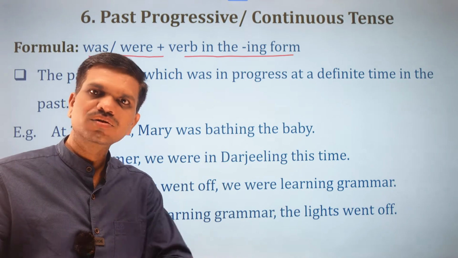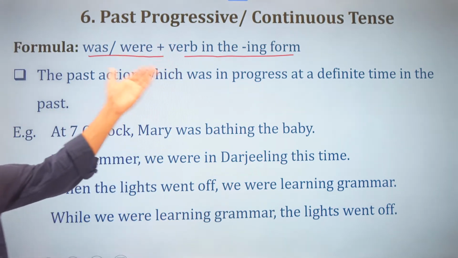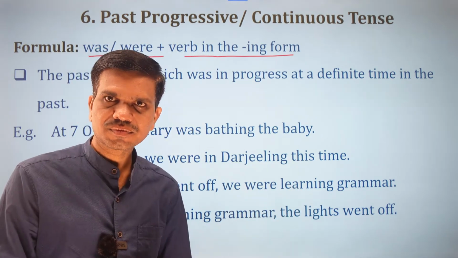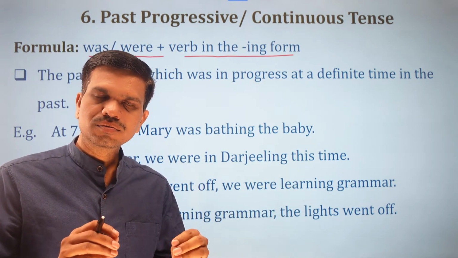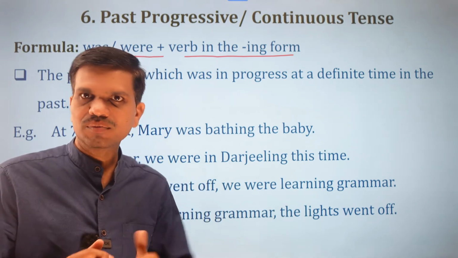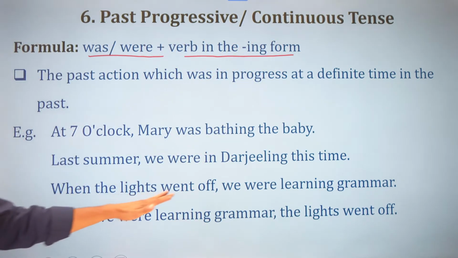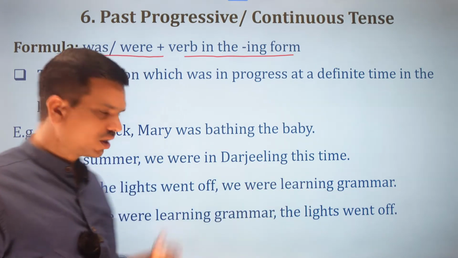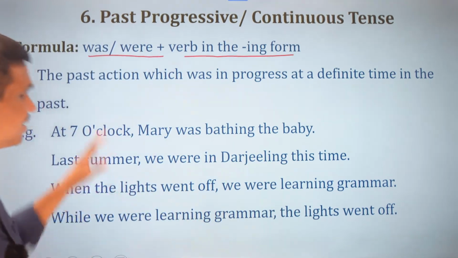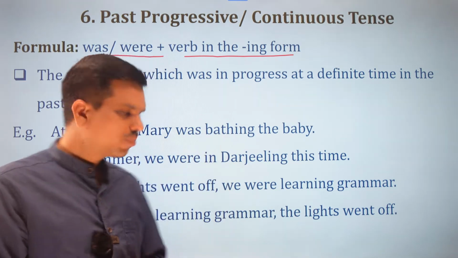When you want to narrate such kinds of actions or experiences, you can use past progressive or past continuous. Last summer we were in Darjeeling this time. Now you want to tell your friends where you were at this time last year, you can use past progressive or past continuous tense. When the lights went off, we were learning grammar. Again, while we were learning grammar, the lights went off. So this tense is used to show the progressive events or continuing events in the past.